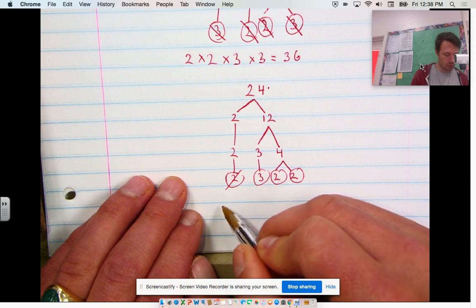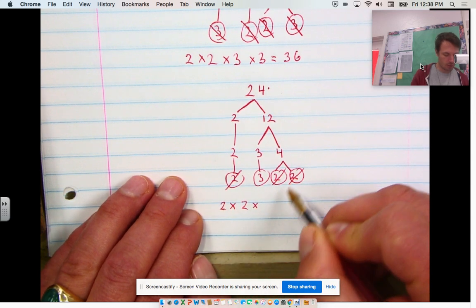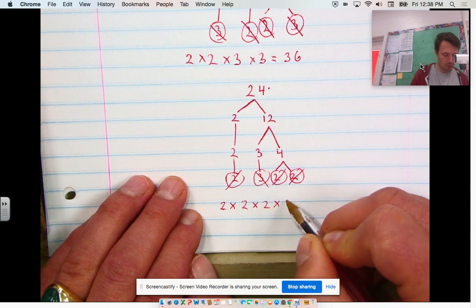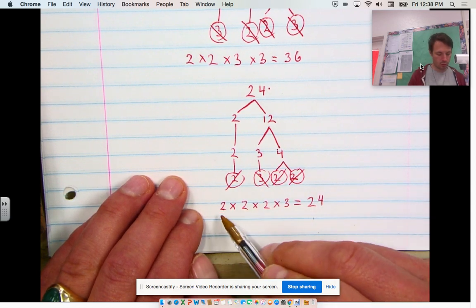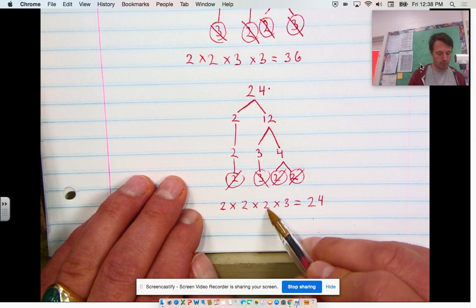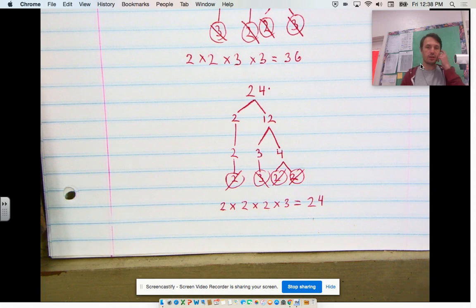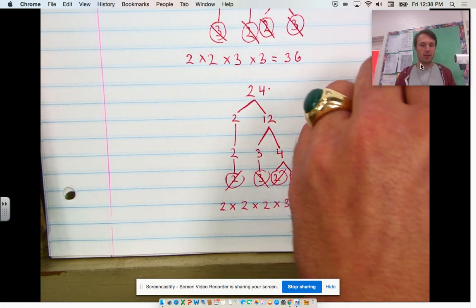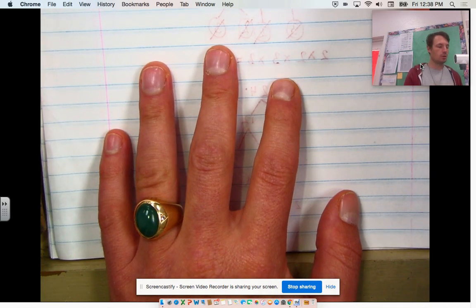Okay, 2 times 2 times 2 times 3. And if we did it right, it equals 24. 2 times 2 is 4, times 2 is 8, times 3 is 24. So we know we did it correctly. Let's do another example together, and if you have to turn your paper over like me, go ahead.